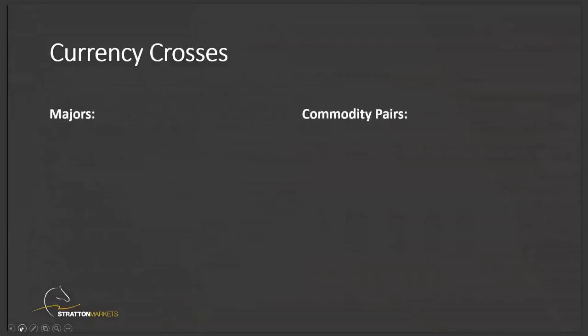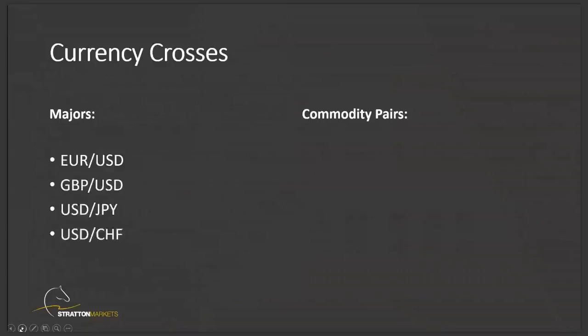And these are some of the major currency pairs: the euro dollar, obviously, which I've already talked about, the British pound US dollar, the cable, the dollar Japanese yen, and the dollar Swiss franc, just to give you a few. As well as the majors, you've got the commodity pairs, okay, like the Aussie dollar US dollar, the dollar Canadian dollar, and the Kiwi dollar US dollar. These are majors, but they're known as commodity pairs.